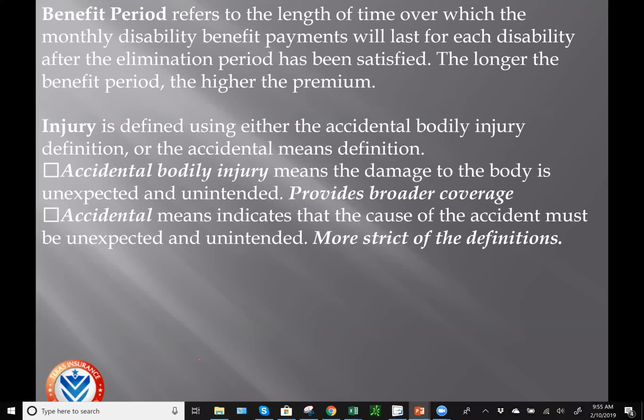Here's how I need you to know it for your test. Please memorize this. The accidental bodily injury definition, more liberal of the two definitions, provides the broader of the two coverages. Accidental means definition, actually more strict of the two definitions, and it's been outlawed in most states. So that's how I want you to know it for your test. Accidental bodily injury, more liberal of the two definitions, provides the broader coverage. Accidental means, more strict of the two definitions, actually been outlawed in most states.